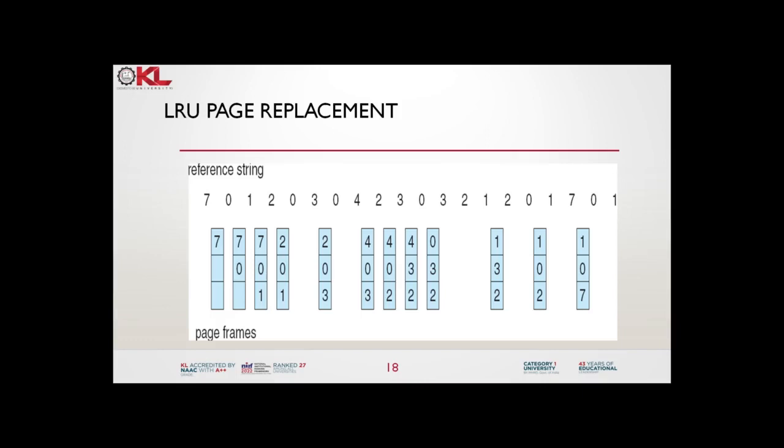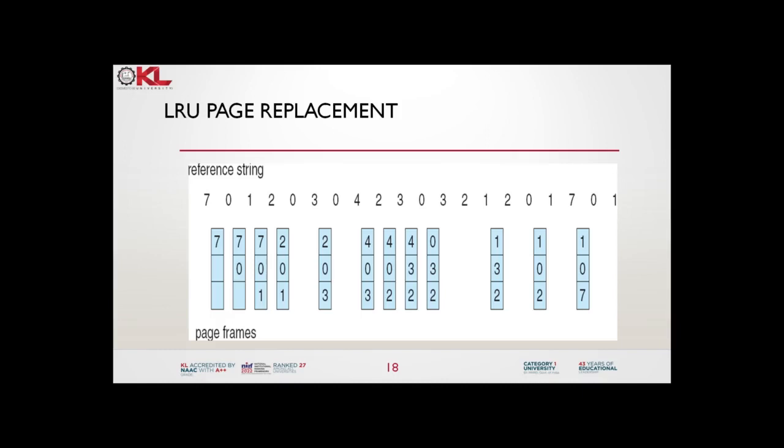Similarly 0 is already there, no need. Similarly 3 I want to use, but what do I have to look at? 2, 0, 1. Which is the least one? 1 is the least, so I replace 1 with 3. Similarly 0 is already there, hit. 4 I have to replace, looking at 2, 0, 3. Which is the least one? 0 is already there, 3 is already there, 2 is already here. So 2 is the least, so I replace 2 with 4.